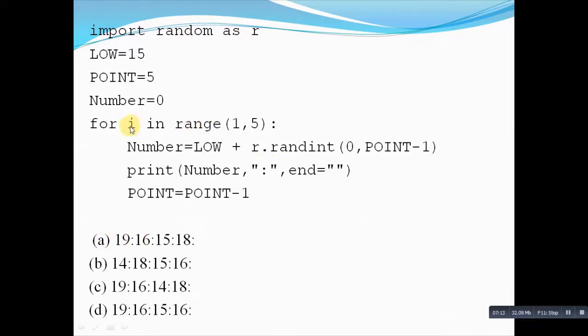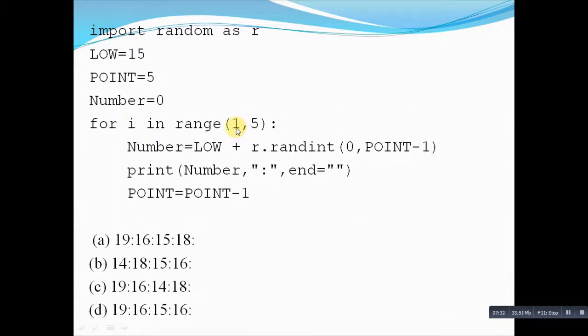So when the value of I is 1, the number may be this one. Now point is getting decremented. Point is equal to point minus 1. It means the value of point is getting decremented by 1. So the value of point is now 4. It was initially 5, now it is 4. So the value of I is incremented. So the value of I is now 2.